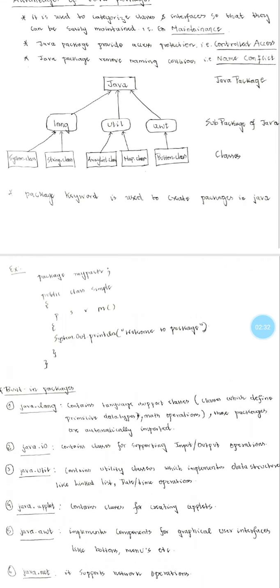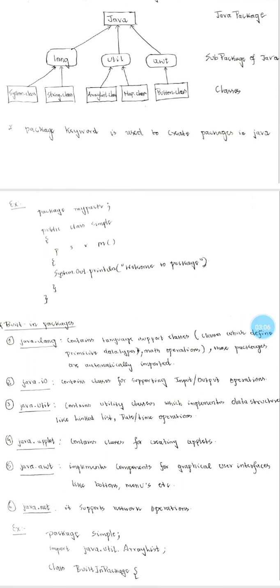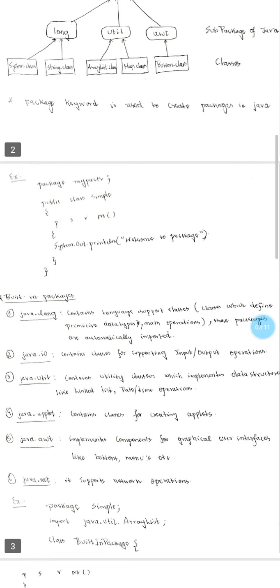Now let us consider our first example, a package of type mypack. Here package is the keyword and mypack is the user defined name for that package. Within the package mypack I have written a public class Simple, and within that I have written the main method where I am printing welcome to package. This will give the output welcome to package. So this is a simple example that shows how to use a package.